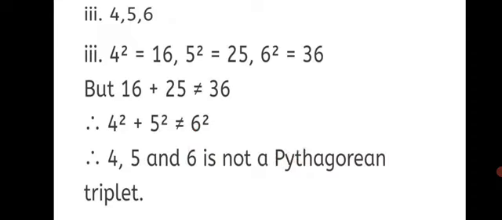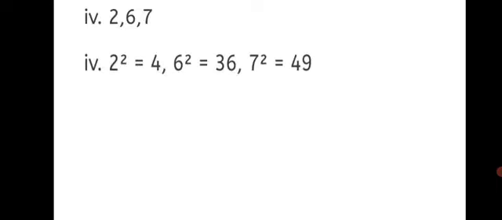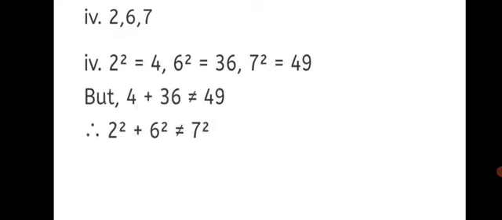Okay. Next question number 4. 2, 6, 7. Let's write down the squares. 2 square is equal to 4. 6 square is equal to 36. 7 square is equal to 49. Now we shall add which squares? Square of 2 and square of 6. That is 4 plus 36, which should give us 40. So it's not equal to 49. That's why we can write 2 square plus 6 square is not equal to 7 square.